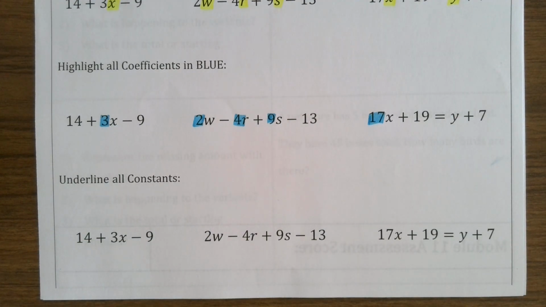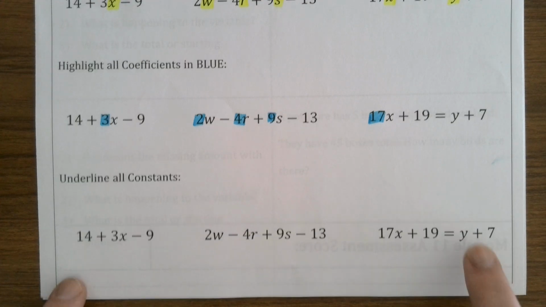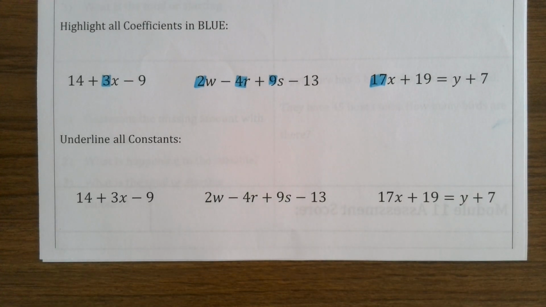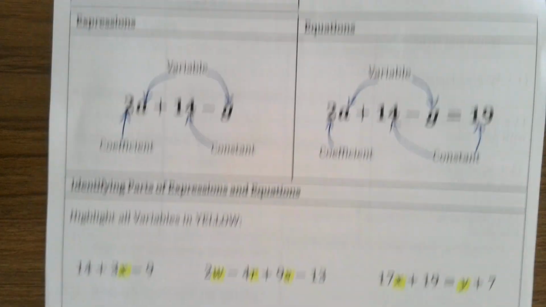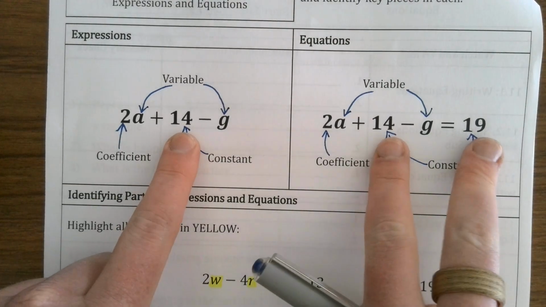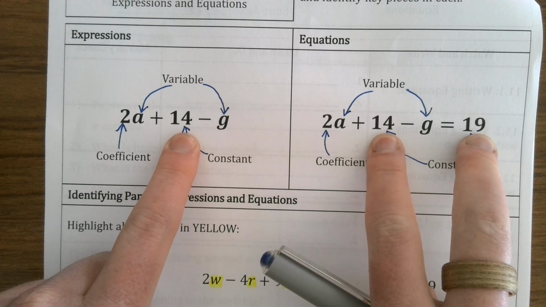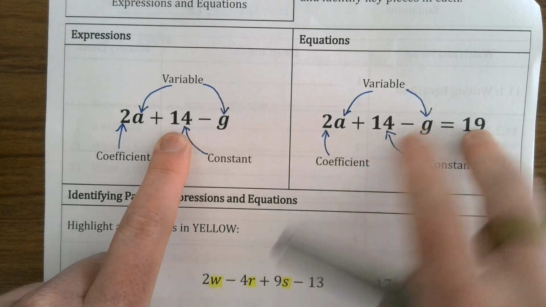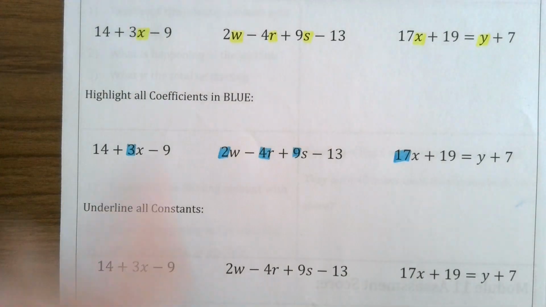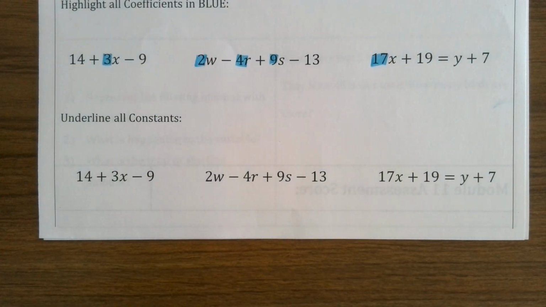All right, we're all done with our highlighters now. Our last part, we're going to underline our constants. Constants are just our numbers, not necessarily whole numbers, that aren't attached to anything. 14 and 19, these are constants. So we're going to underline our constants.